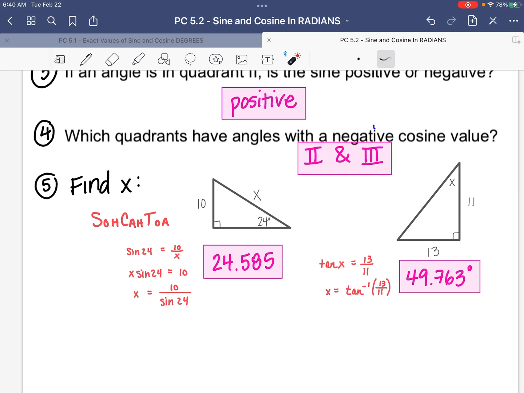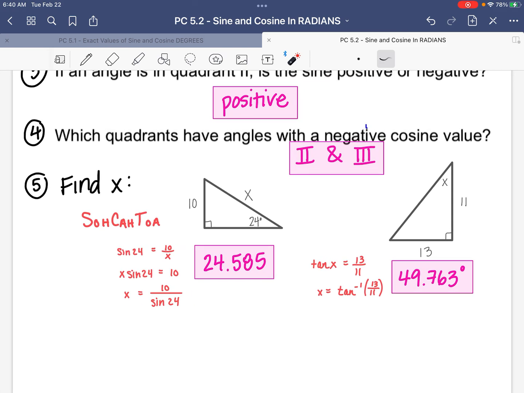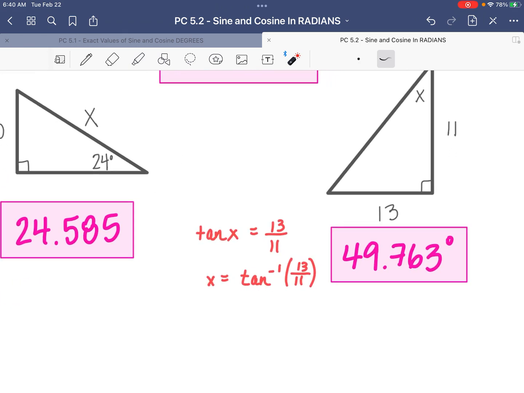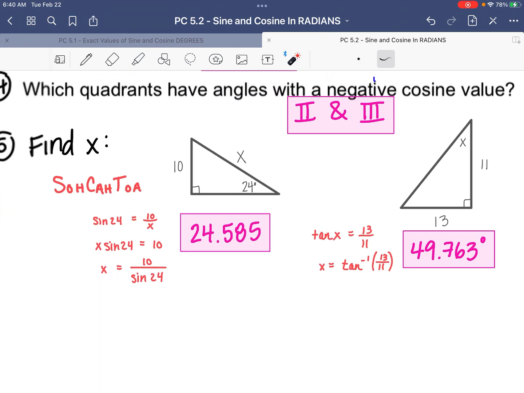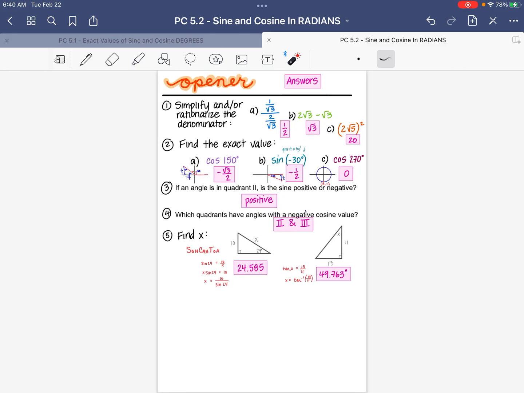All right, I'll let you guys look at these online. This should be integrated review. So using SOHCAHTOA, you should have used sine for this one. Make sure you know how to solve correctly. It becomes a division problem. And if you're solving for an angle, that one you're going to be using the inverse trig ratio. So that one is tan inverse of 13/11. Okay, hope that helped.